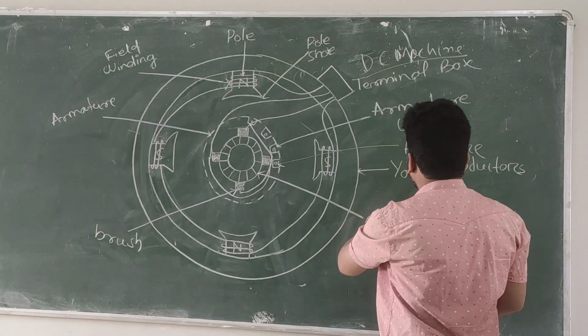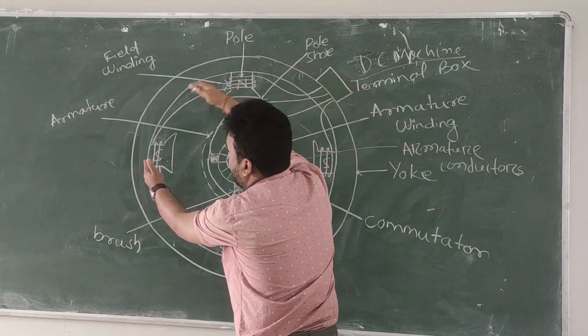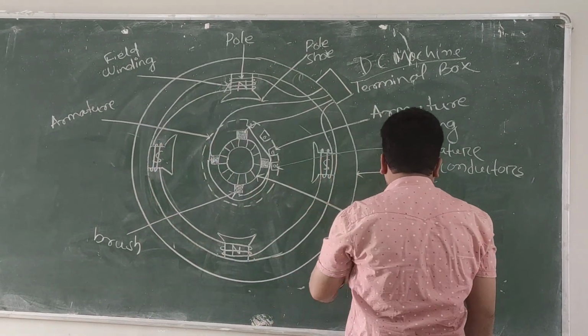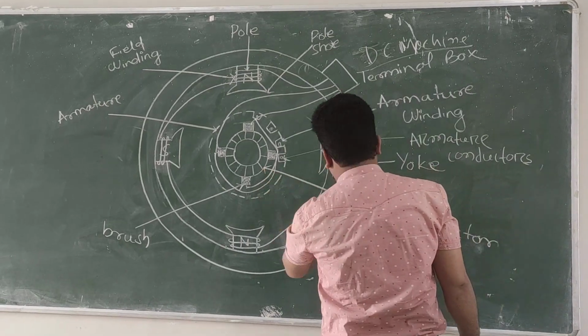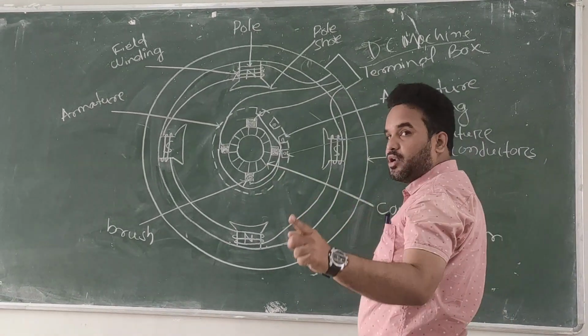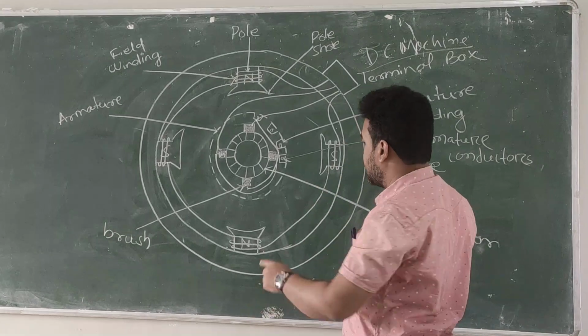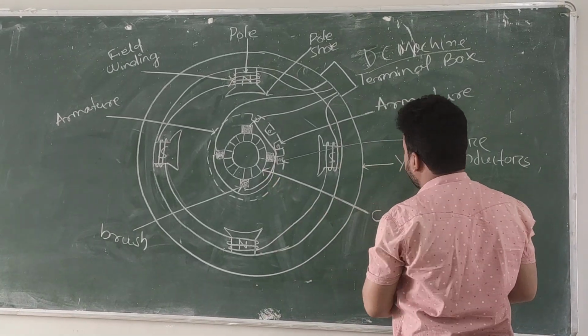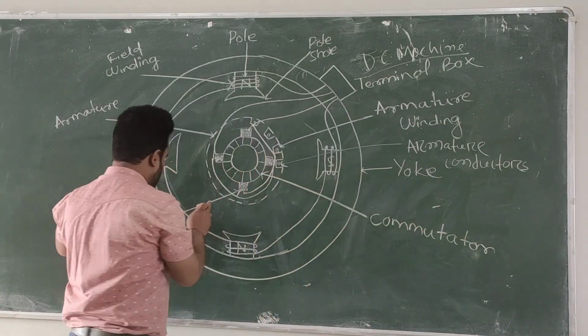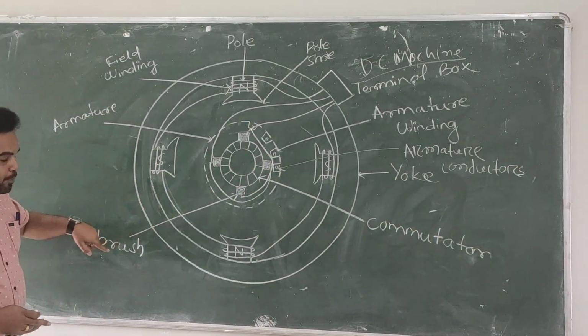Clear? Next is yoke. Yoke is also your outside. Then your commutator. This is your commutator part. The function of commutator is to convert AC to DC. Okay? And this is the brass. You can see clearly, this is the brass.